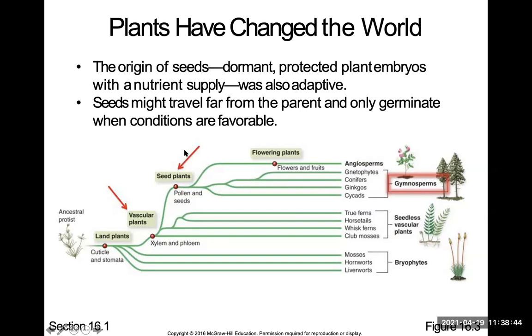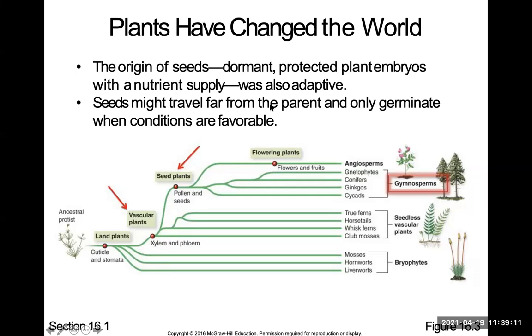Then we had seeds. And the benefit of the seeds, I already said this, is going to protect the plant embryo, and it's going to give food for that embryo, which is also an adaptation. Seeds allow the offspring to travel far away from the parent and germinate only when the conditions are favorable.